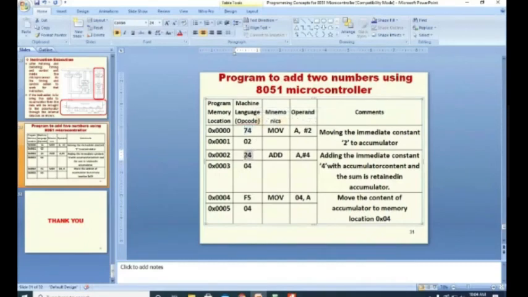24. Fetching the instruction 24. After fetching the instruction 24 and after decoding, it will understand, oh, there is something in the next location.